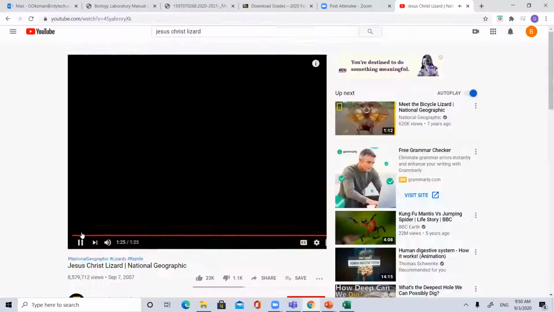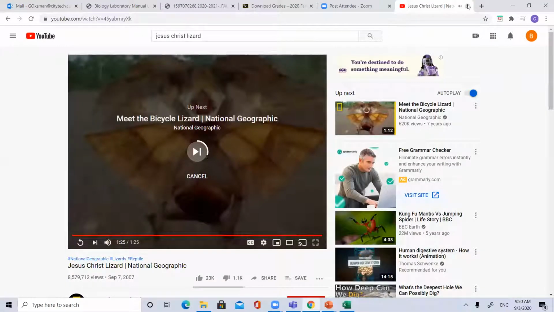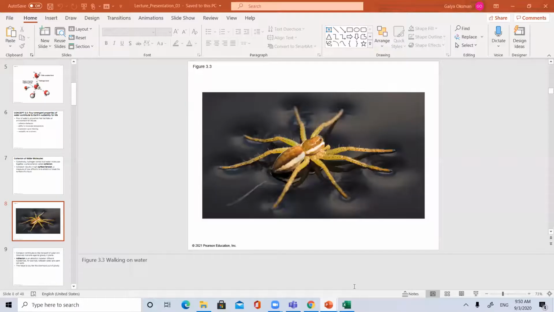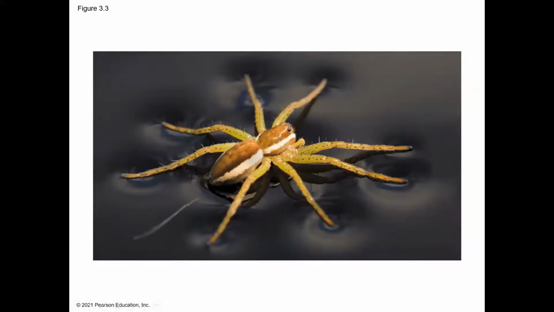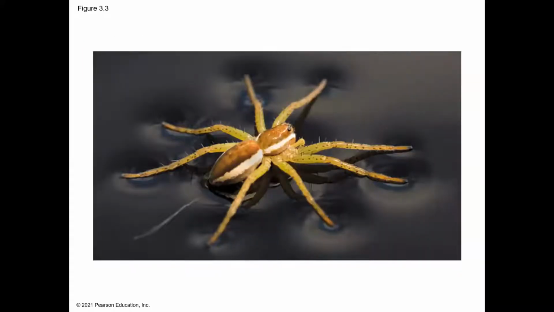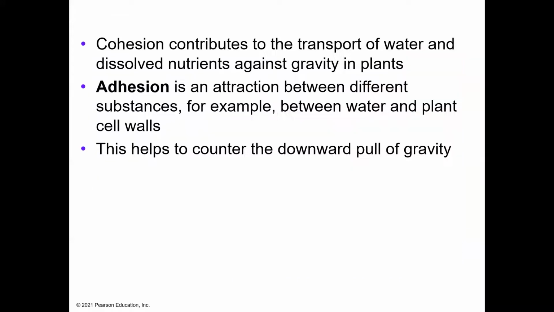Okay, I really like this video. I think this lizard definitely is a champion in running on the water. Although again, there are plenty of insects that can do the same, I think this is the only reptile that can do so. But as I said, surface tension, one more time, is pretty much due to the hydrogen bonds.